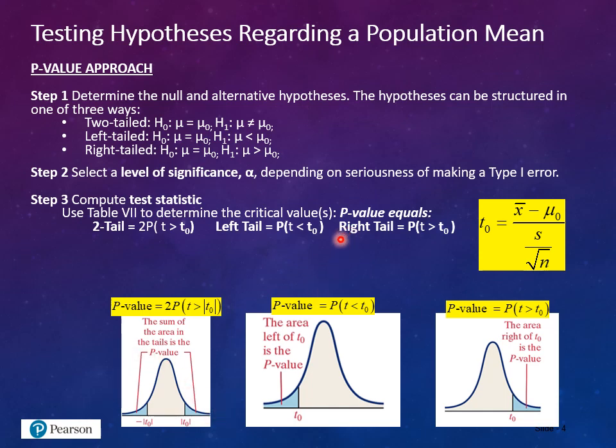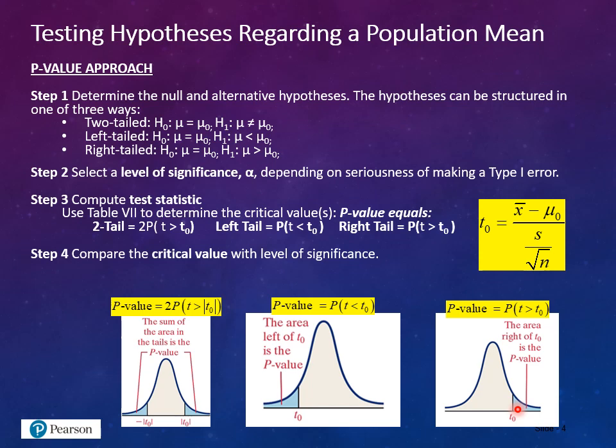If it's left tail, then we're looking for the probability, or the p-value, in the area left of or less than t0. And of course, if it's a right tail, then we're looking for a t-value that's greater than, we're looking for the probability that it's greater than.